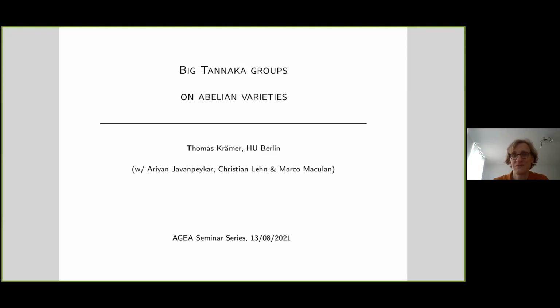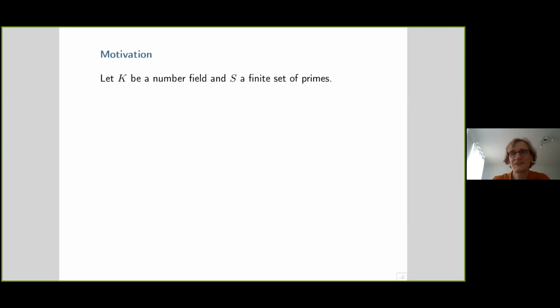So I want to talk today about work in progress, which is joint with Ariane Jarampeka, Christian Lehn, and Marco Maculan. And this is an application of D-modules in arithmetic geometry. So I will talk about the geometric part, but I want to briefly give you the context before I really start. So the motivation is the following.